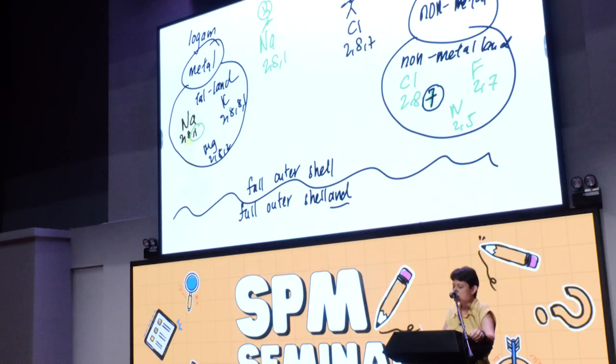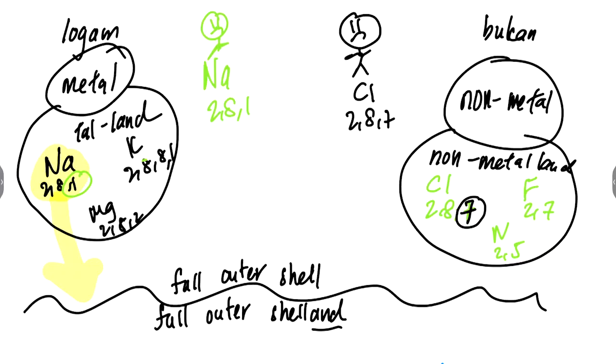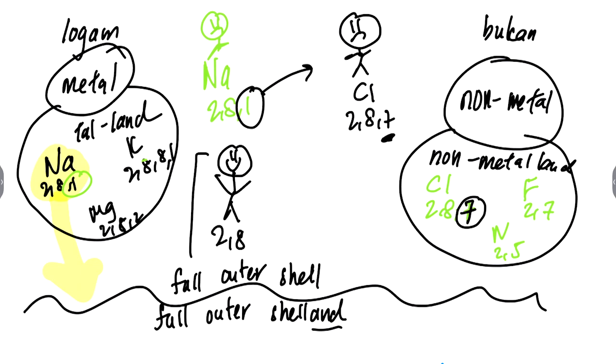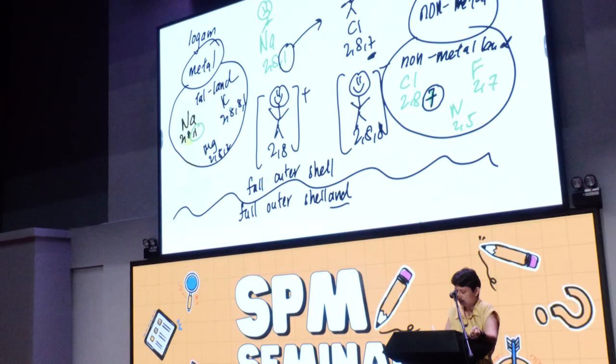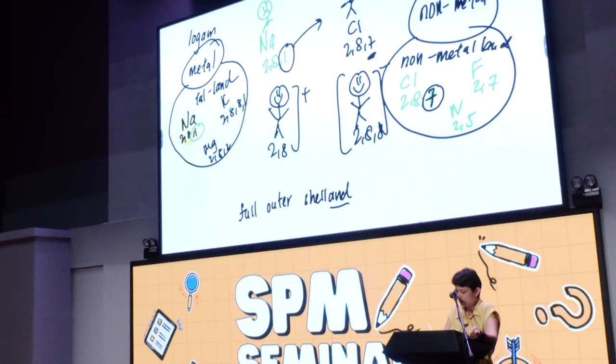So chlorine says, please, can I have one electron? Sodium, please, can I give away? Okay. Can. I give you one, I become 2,8. But now I am positive one. You take one, you also become full outer shell, 2,8,8, you also become negative one. We are happy. We both hold hands and we go inside full outer shell and ding, ding, ding.